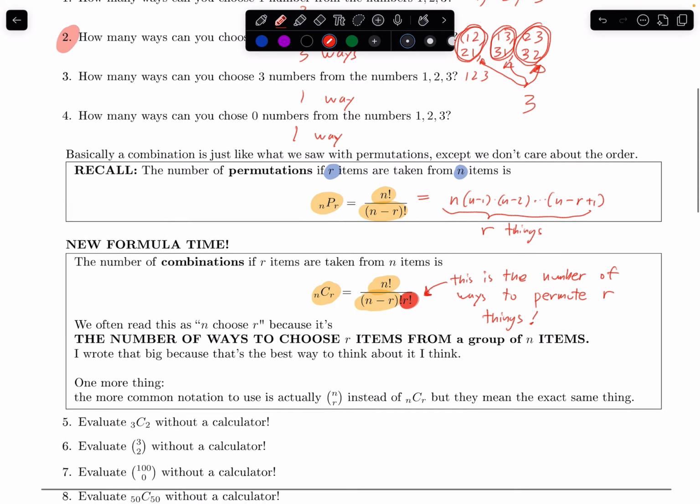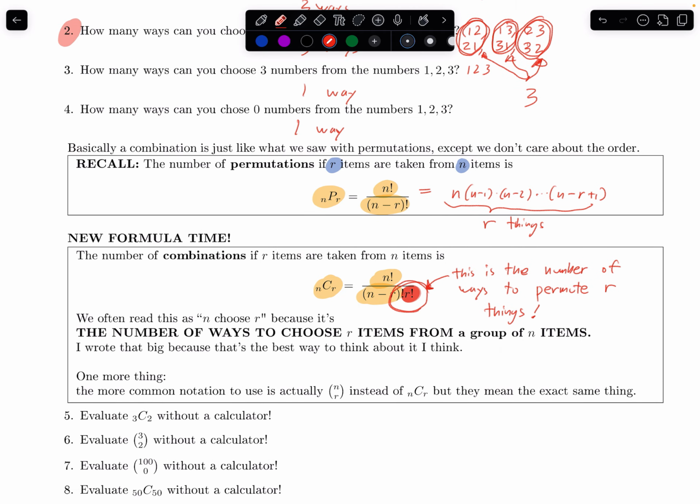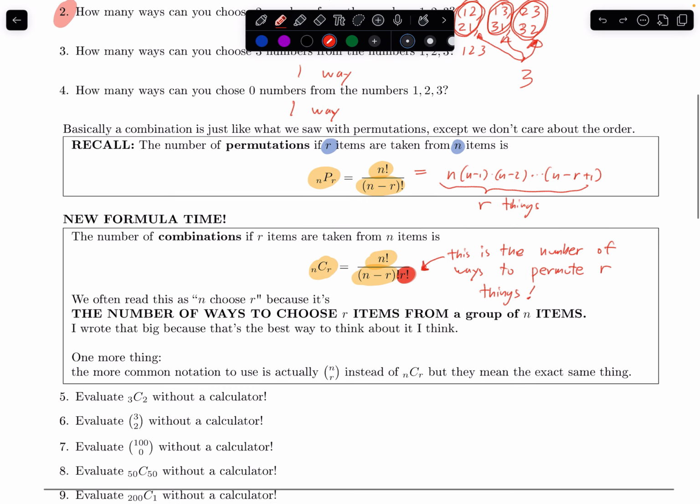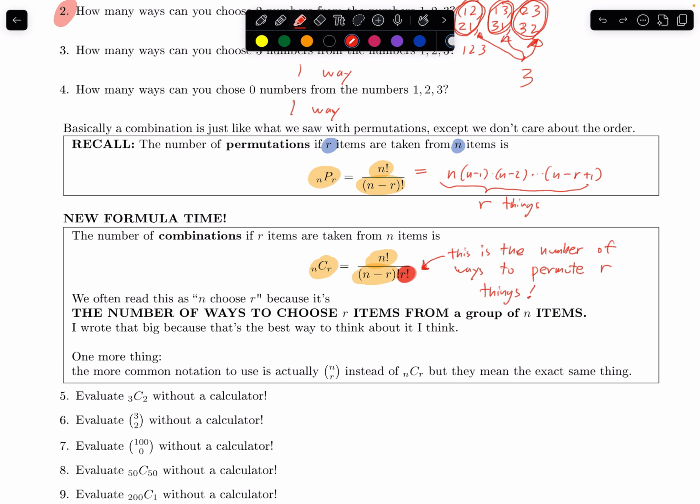So what are you doing? You're dividing by the number of ways to rearrange those smaller groups of things, because you're not caring about the order those things come in, just that I chose that smaller group of items. So take a moment to let that idea sink in. Pause the video if you need to, to think about it more.